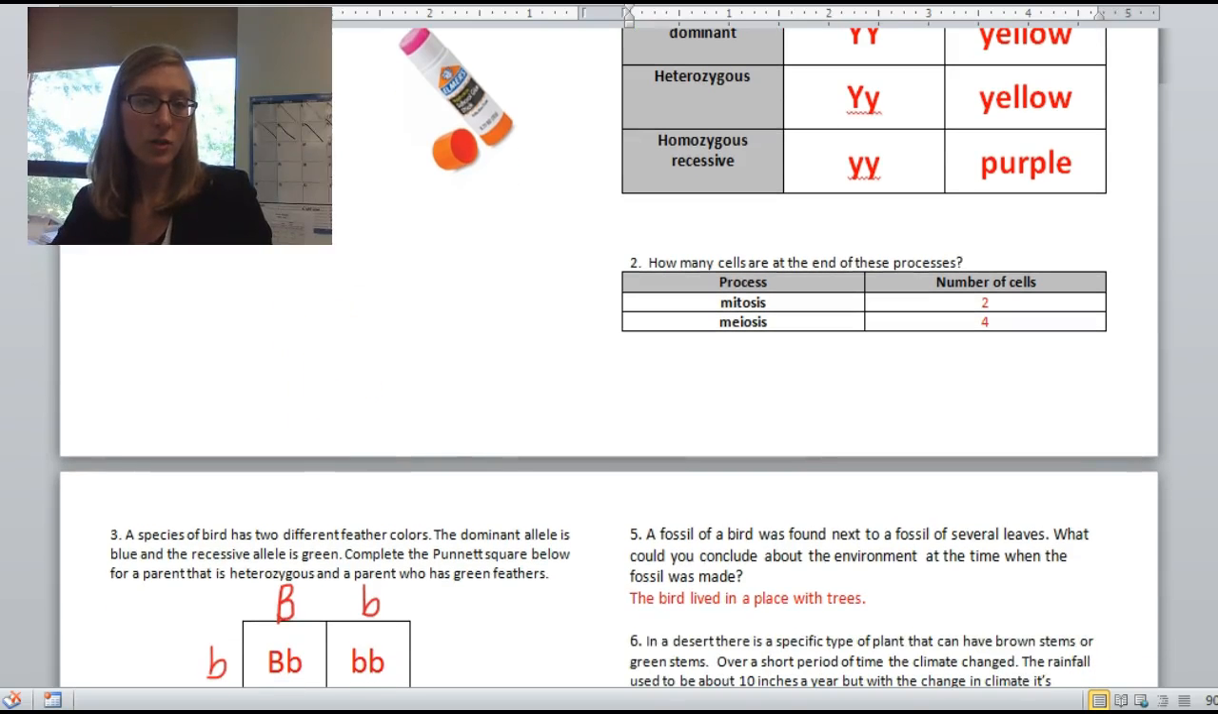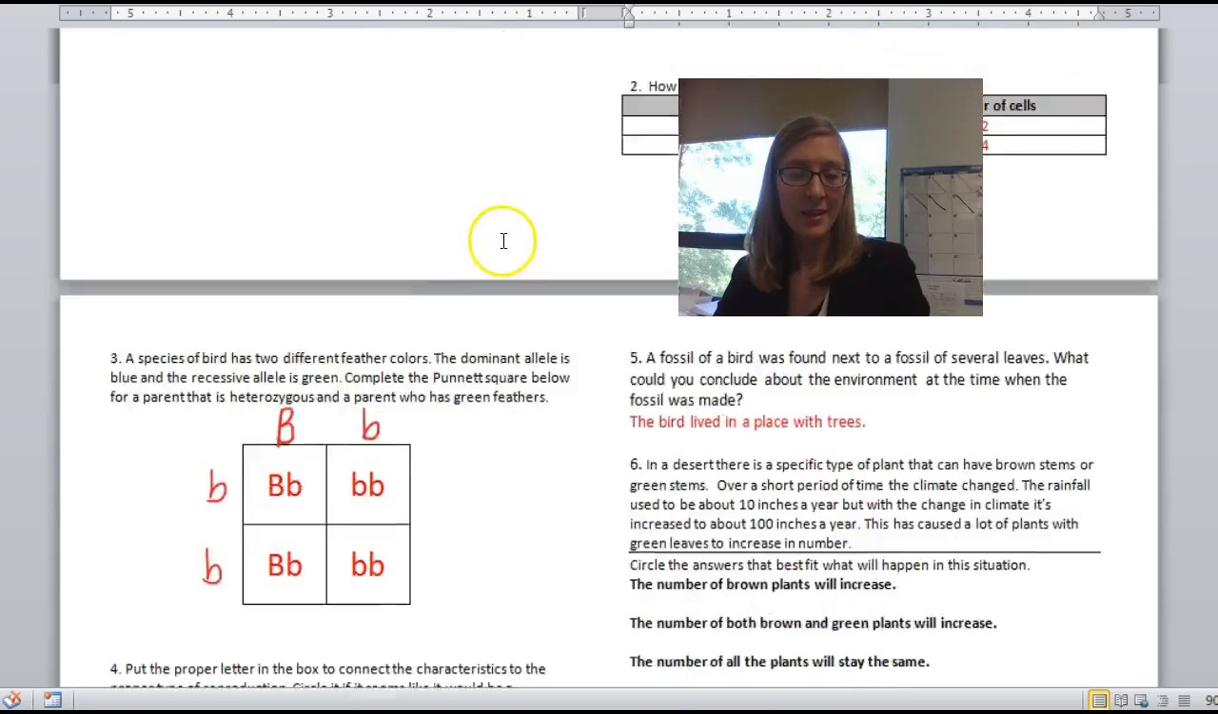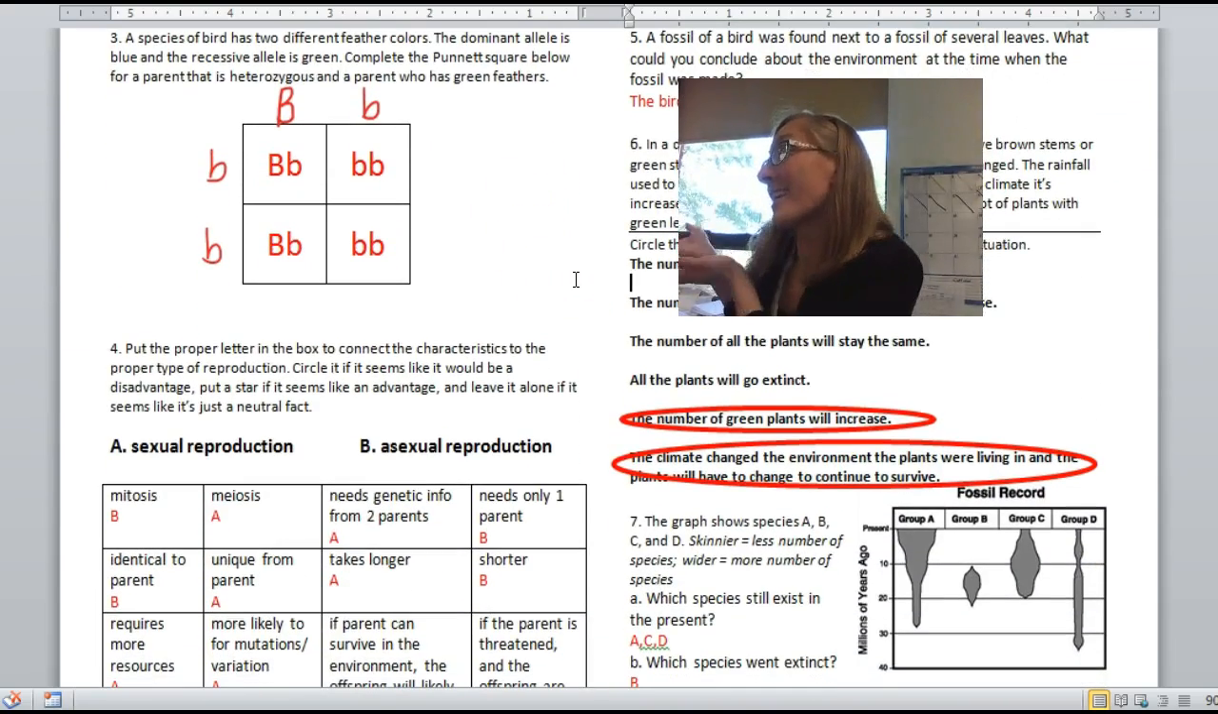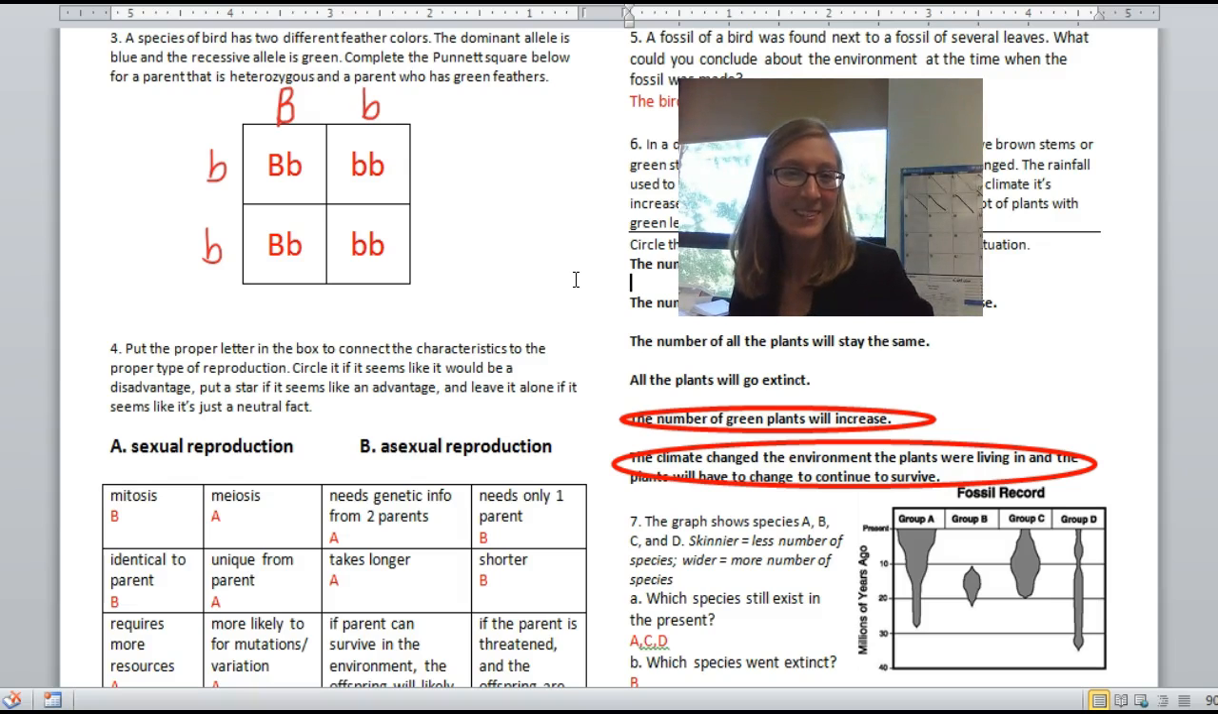All right, now we look over here at this Punnett square. A species of bird has 2 different feather colors. The dominant allele is blue and the recessive allele is green. You're going to complete the Punnett square below for one parent that's heterozygous and one parent that has green feathers.